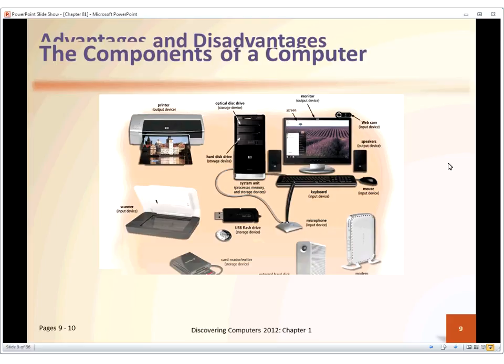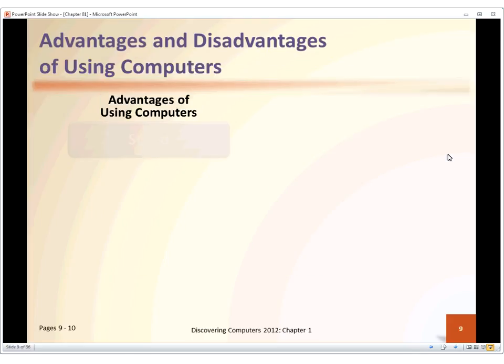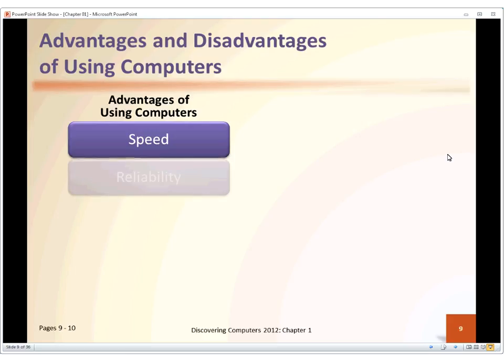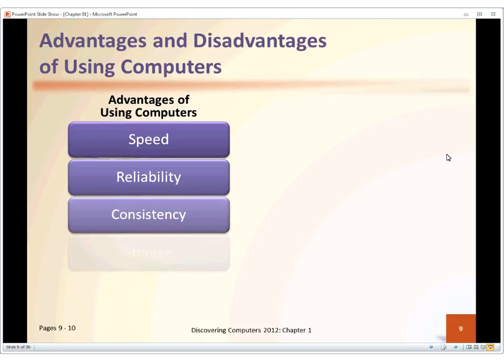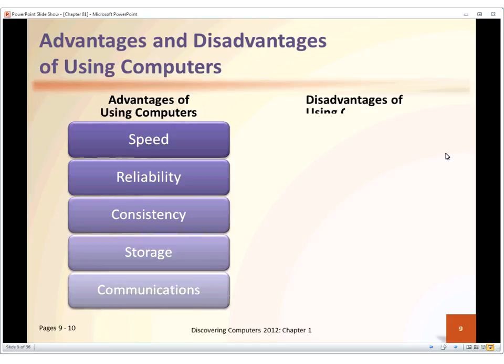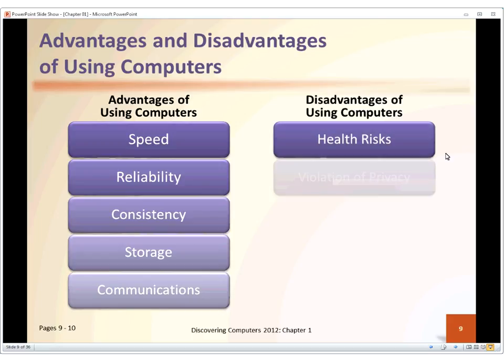All right, advantages and disadvantages was one of your objectives. There are many advantages that are provided with computers. First of all, they're much more efficient and you can speedily do your work. There's a lot of reliability. Calculators are always accurate on computers. There's consistency. You can store your information, and it allows you to communicate. So there are advantages to computers that make them a device that's always going to be with us.